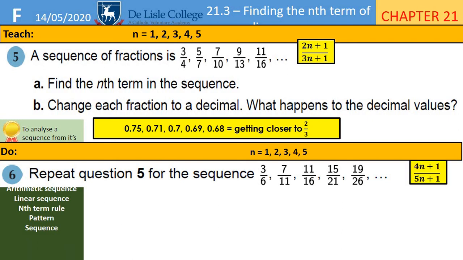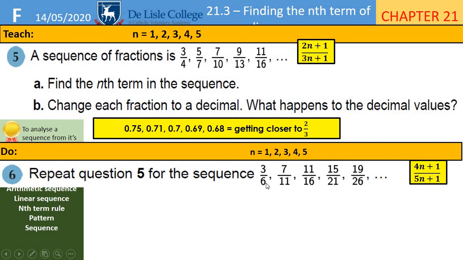Good, if you've got your nth term rule right, it should be this. So we can see here, to get from 3 to 7, 7 to 11, you're adding 4 each time, so it's 4n. 4 times 1 is 4, but we want 3. Oh, sorry, that should be subtract 1.